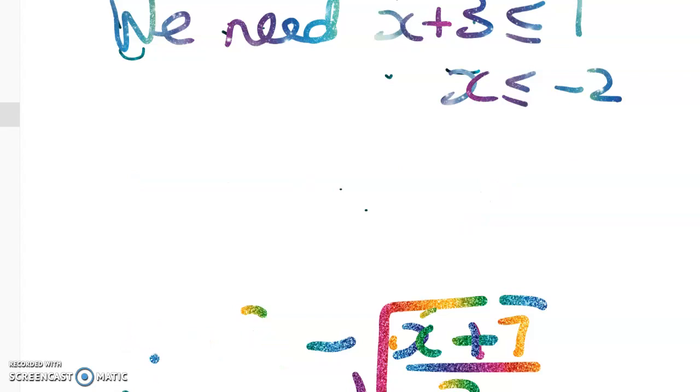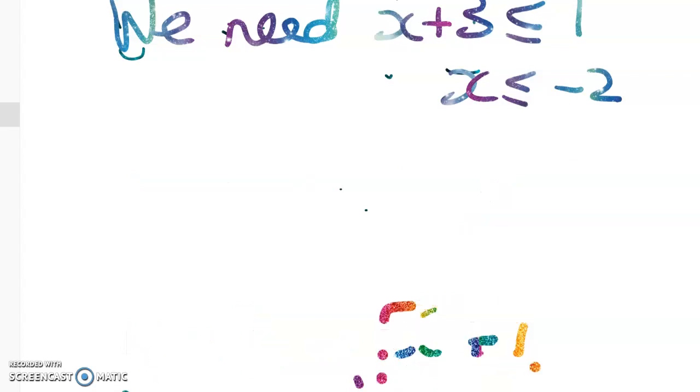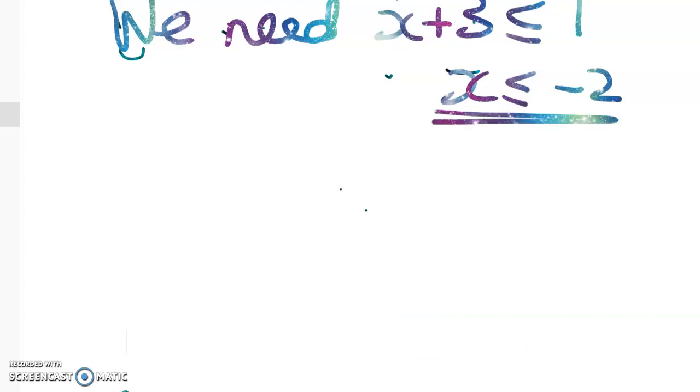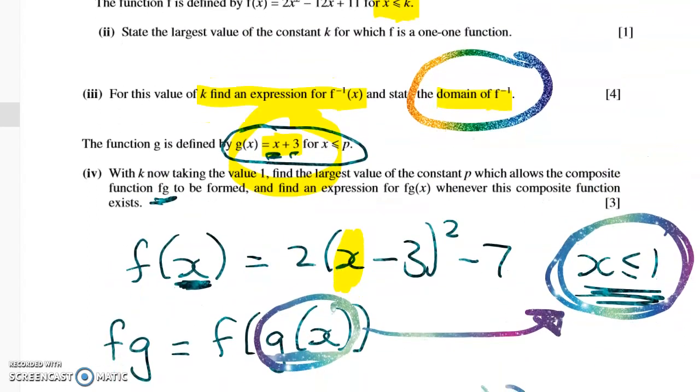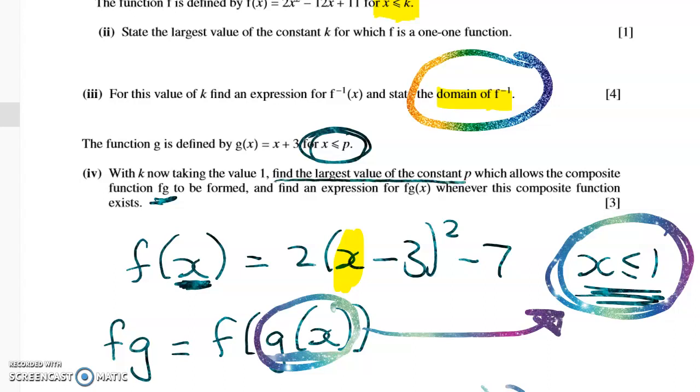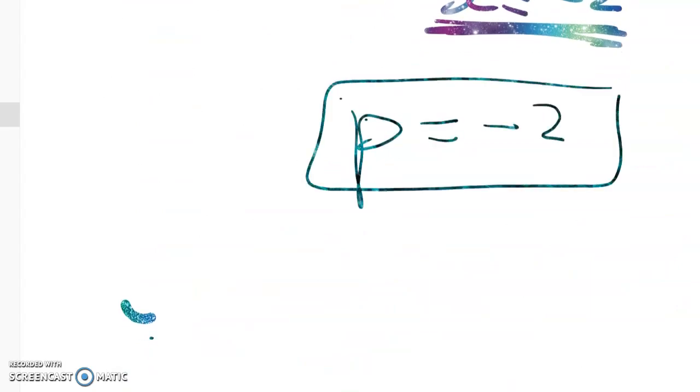But just be careful, we're not asked to write it exactly like that. We're asked to say what is the value of the constant p. So we're just about there, but if you stop at this point you won't get the mark for this, right? Because the question says my function g of x is defined for x less than or equal to p. So what we're asked to do is to find the largest value of the constant p that lets us form that function. So here we have to write down p is equal to -2.